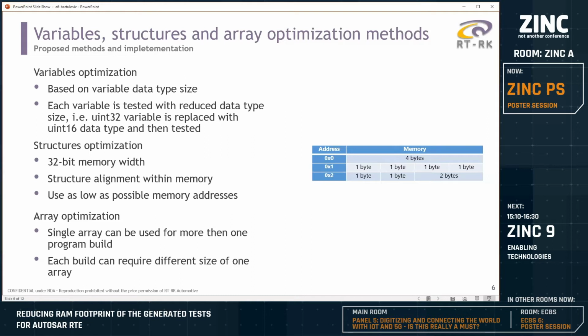Array optimizations: one array can be used for more builds or programs, while different builds can require different sizes of one array. That is fixed using macro functions. So we defined the maximum size of the array used in each program separately.